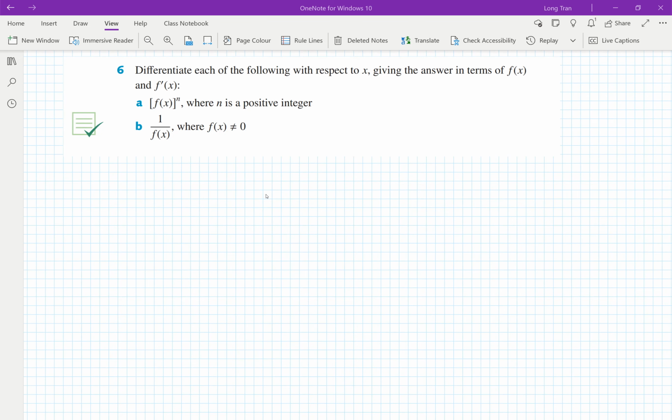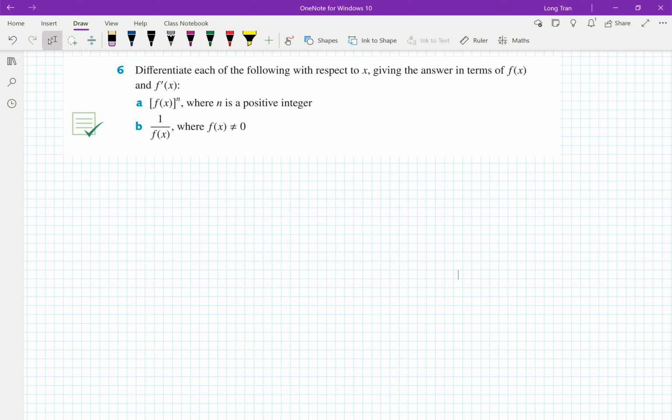This is more of a conceptual understanding problem. It's a chain rule problem for both of them, actually. So you have to imagine this equation here. I'm just going to write it over here. Let's say y is equal to f of x all to the power of n.